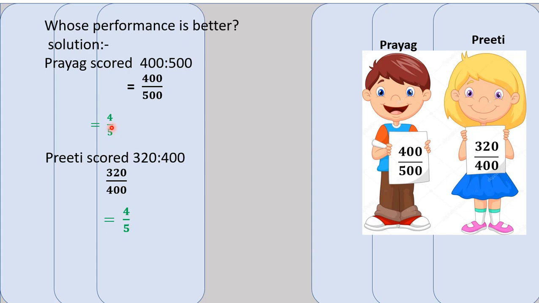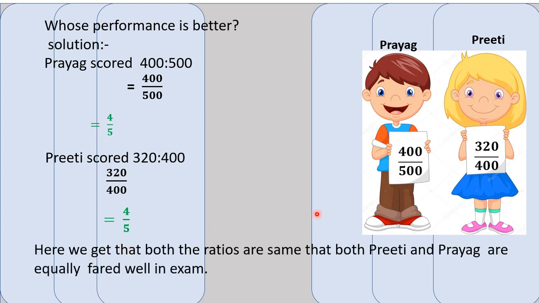So both the marks are equal. We can say both the ratios are the same, meaning both Preeti and Prayag fared equally well in exams. So no one is less than the other. Both are equal.